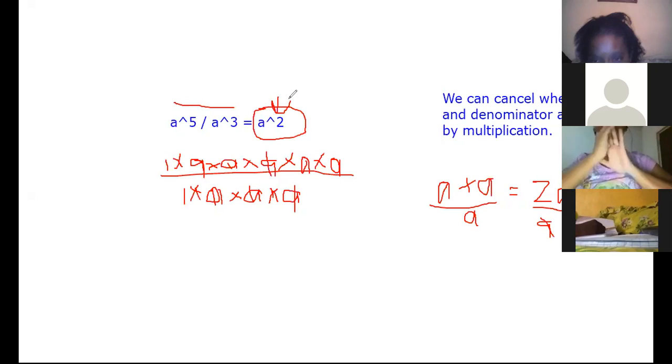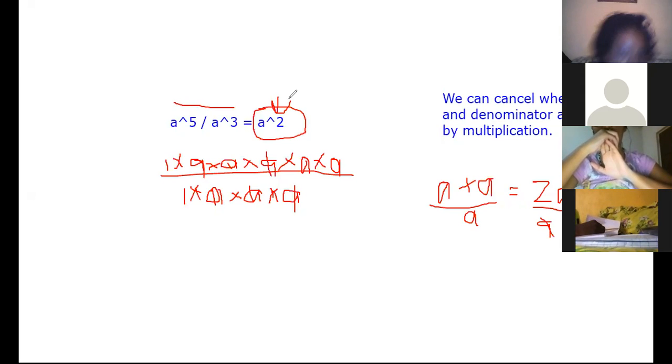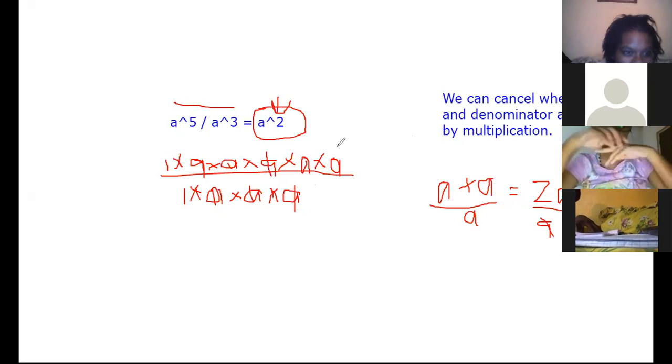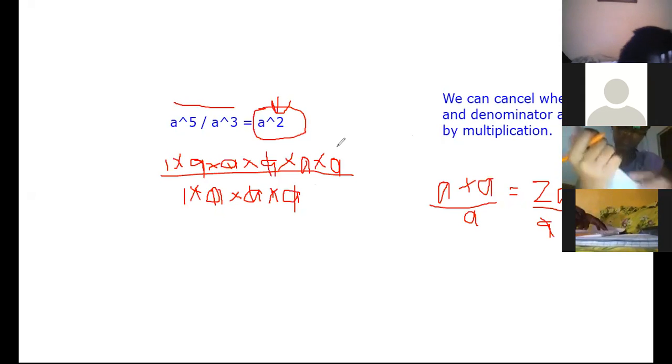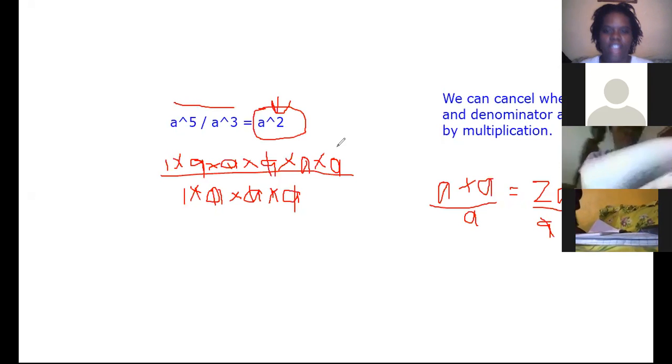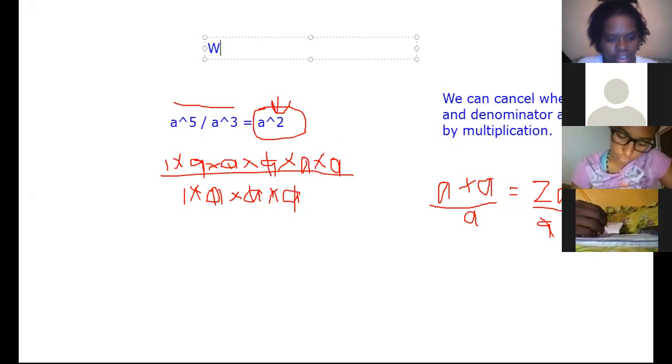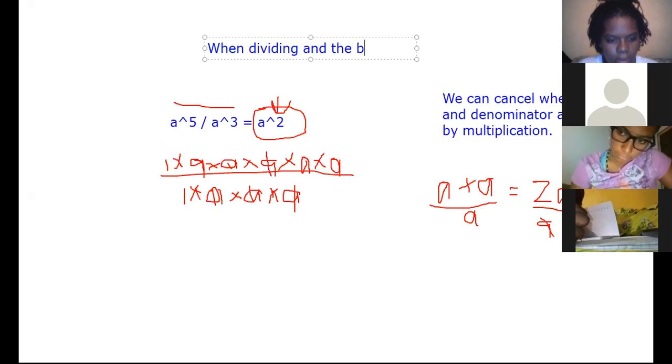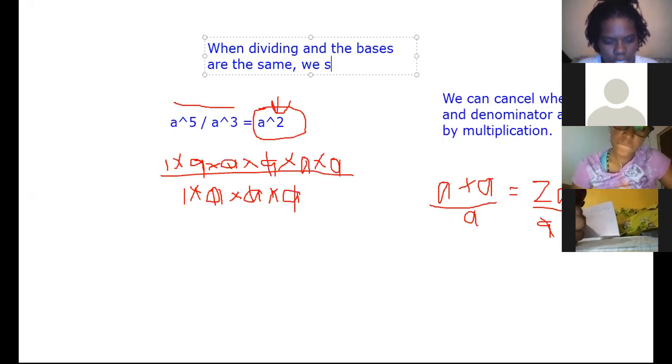So this is always true. When dividing and the bases are the same, we can subtract the powers. So we don't have to do all of this expanding, because we know that anytime the bases are the same, we can subtract the powers. Feel free to make a note of that. Understand? But suppose you have a number before. We're going to that, as soon as they finish writing. When dividing and the bases are the same, we subtract the powers.